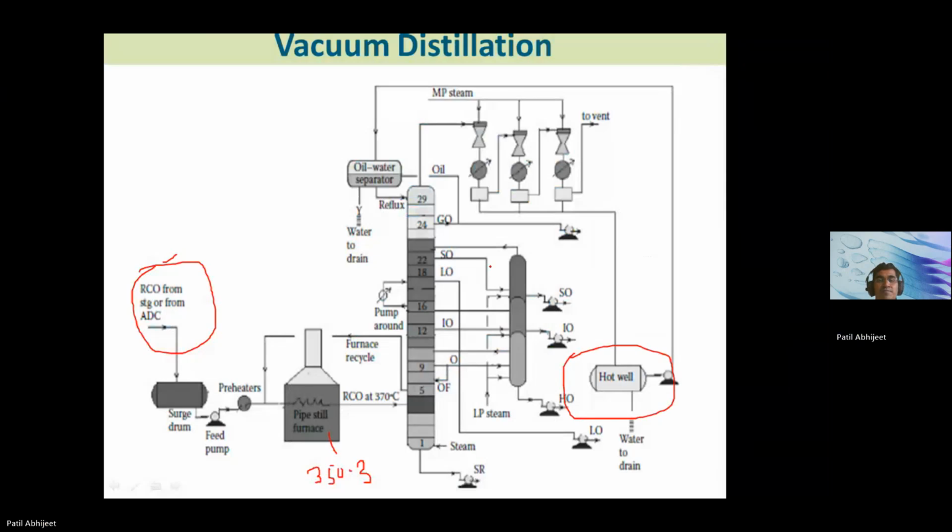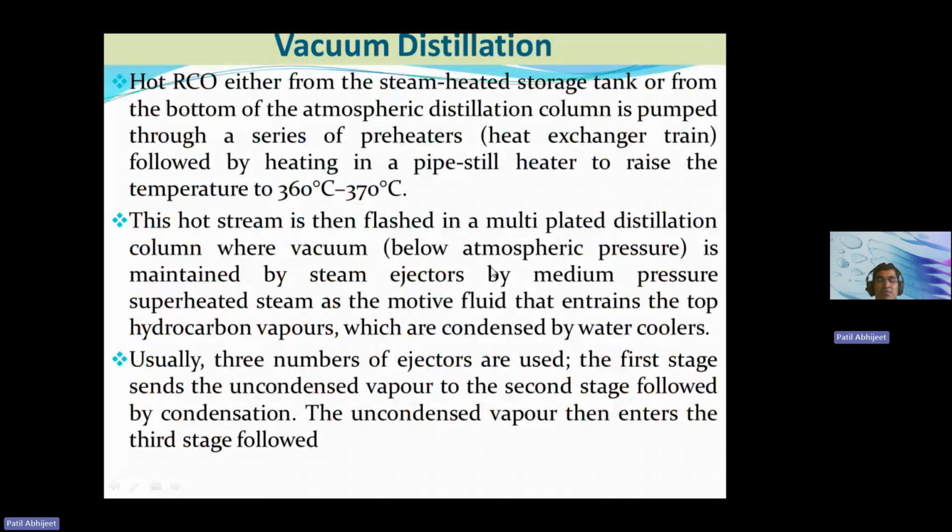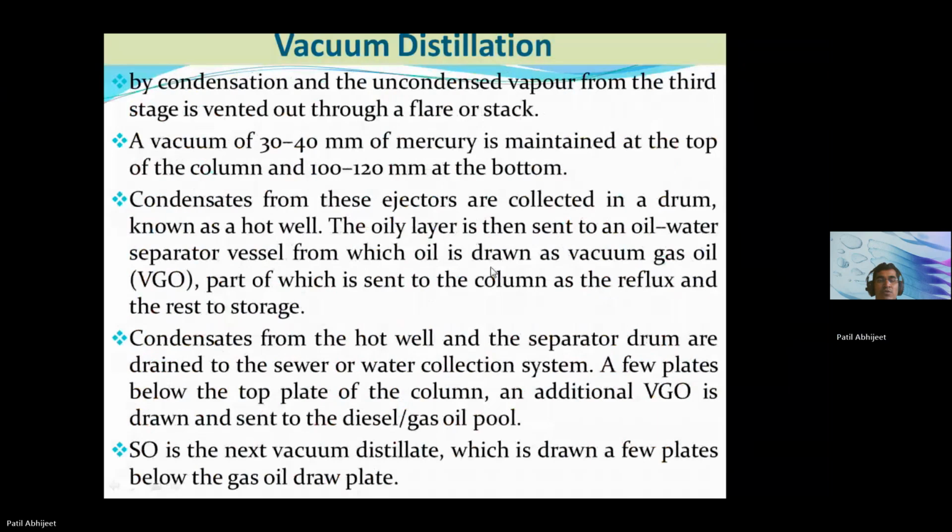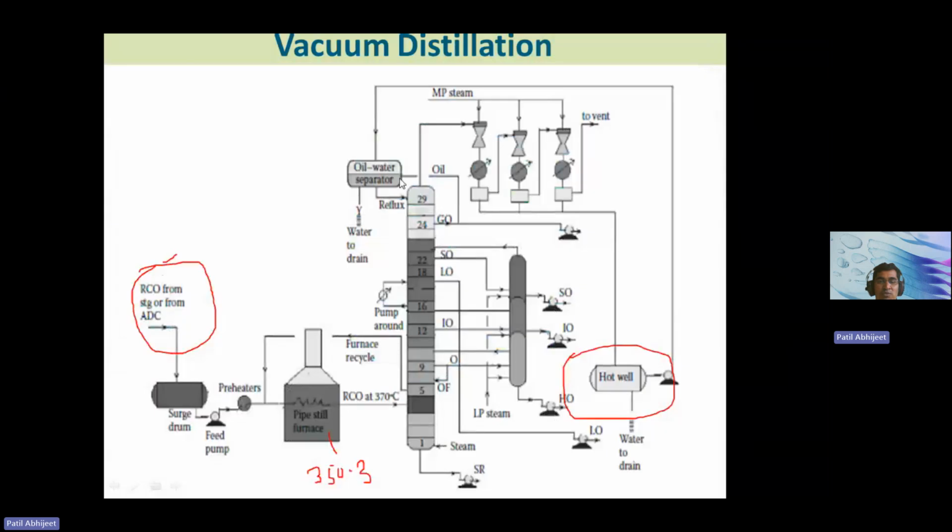Then the condensate from these ejectors, the oily layer, is sent to the oil water separator vessel, from which the oil is drawn as vacuum gas oil. So here this is vacuum gas oil, VGO. We are able to see it here. That is vacuum gas oil, VGO.